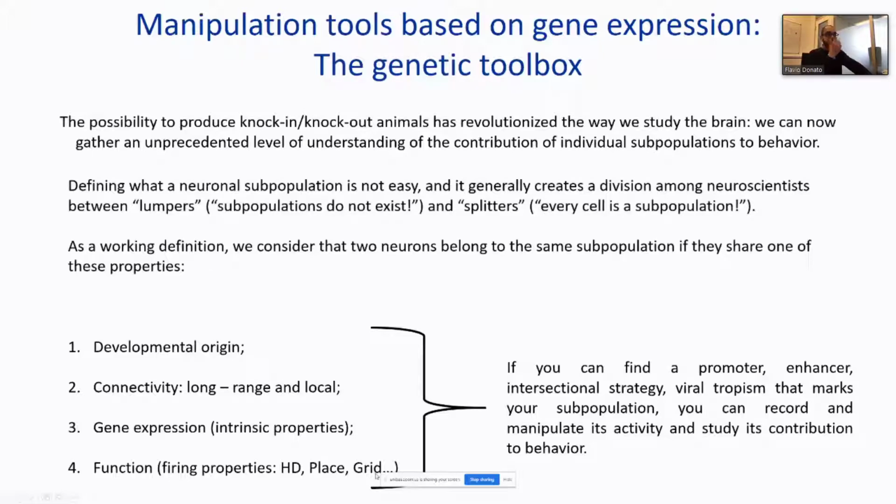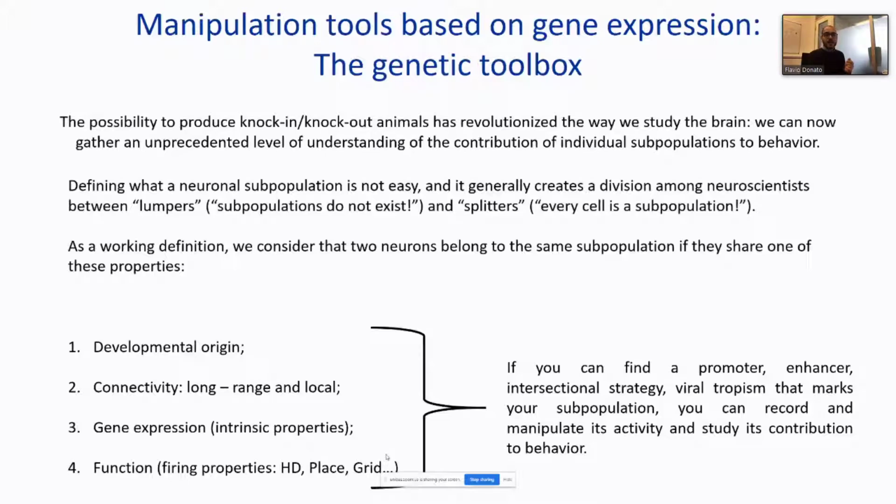If you can find the promoter, an enhancer, an intersectional strategy, or a viral tropism, that is the susceptibility to be infected by a specific virus, that targets one specific subpopulation, you can record from that subpopulation, and you can manipulate the activity of the subpopulation to study its contribution to behavior. And this is really what propelled our knowledge of the brain enormously in the last 10, 15 years.